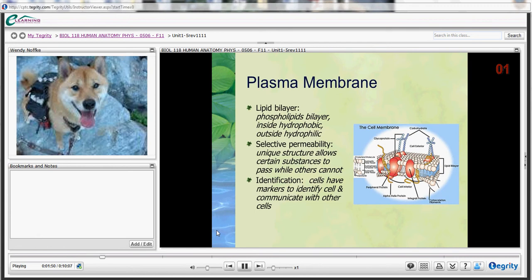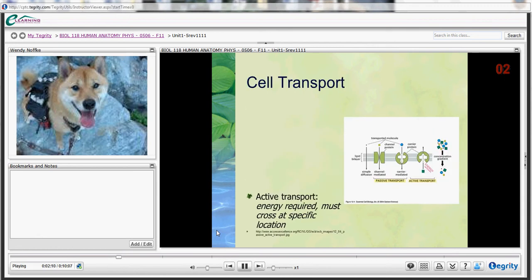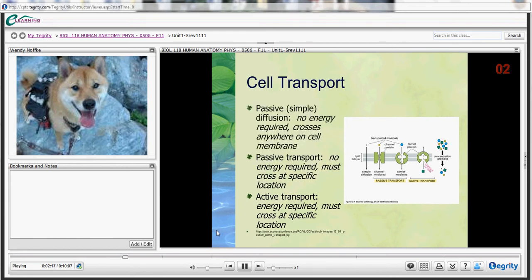The plasma membrane will also play a role in identification of a cell. Cells will have markers to identify which type of cell they are and to communicate with other cells. Some examples of these markers are markers to identify your cell as human, markers to identify fat cells and where to store body fat, markers to identify cells as you as an individual.